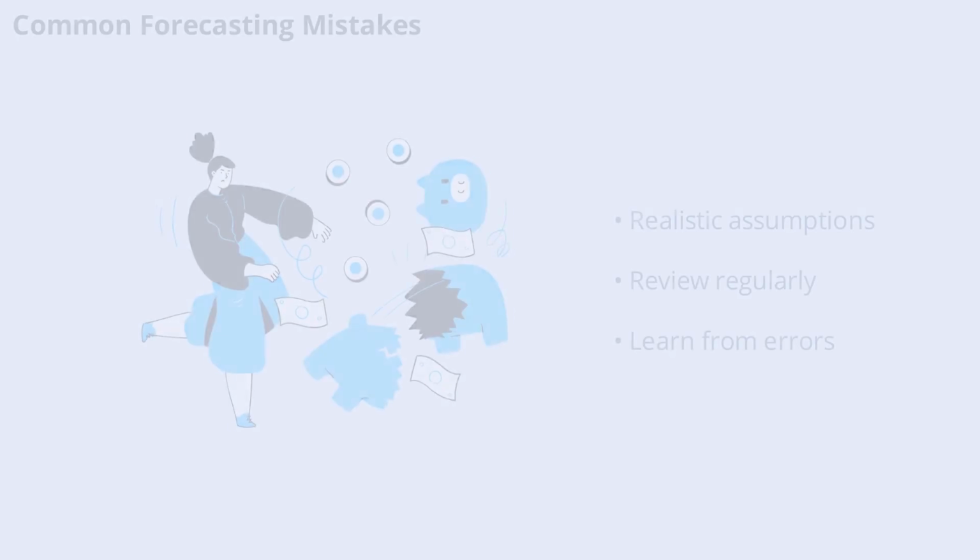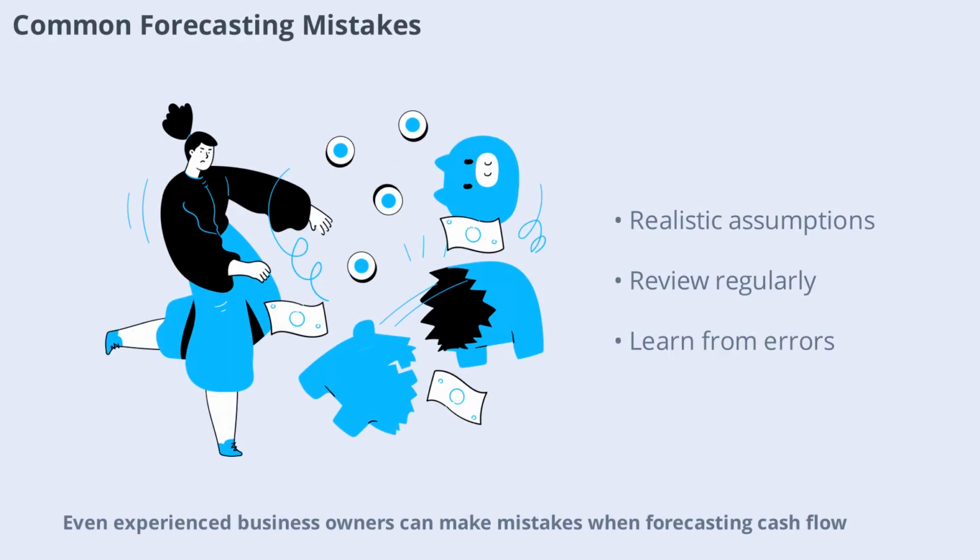Even experienced business owners can make mistakes when forecasting cash flow. Common errors include overestimating sales, underestimating expenses, and failing to account for seasonal fluctuations. Avoid these pitfalls by using realistic assumptions, double-checking your data, and regularly reviewing your forecast. Learning from mistakes helps you improve your forecasting skills over time.